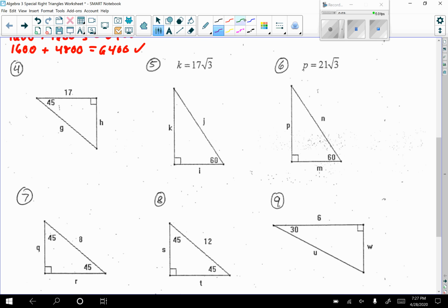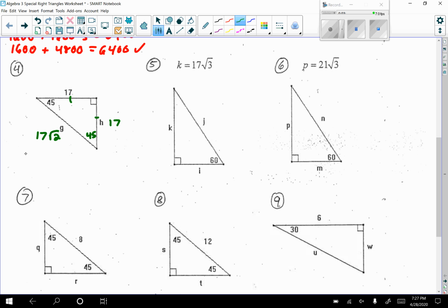Likewise for number 4, this is a 45-45-90. Again, all we need is one of the angles here. We would just know that the other one would be 45 because all three have to add up to 180. So the two legs are going to be the same length, so H is 17, and G, the hypotenuse, is going to be one of the legs, 17 times radical 2.